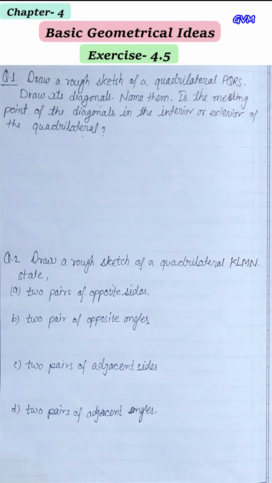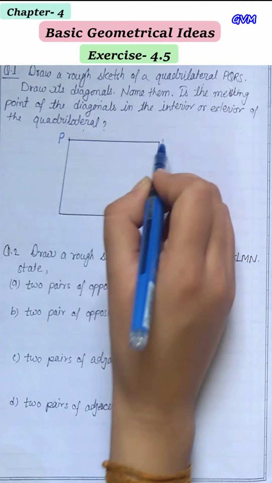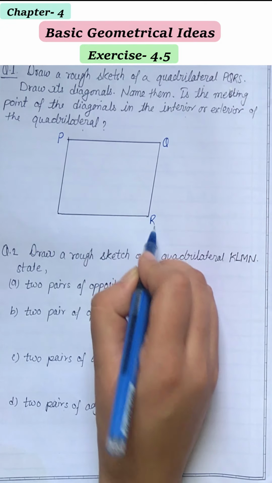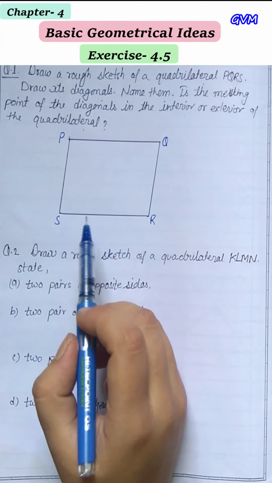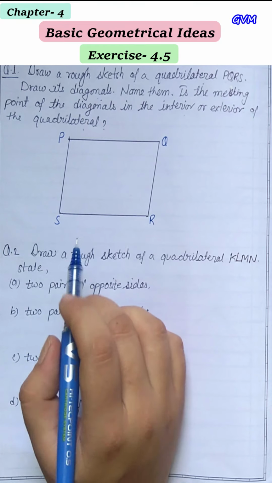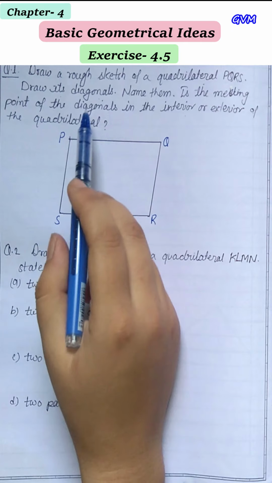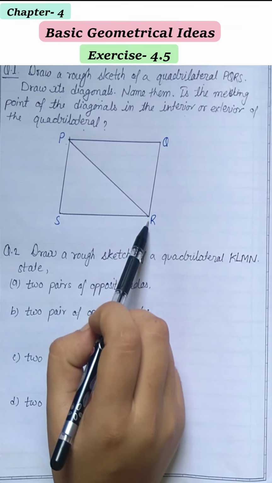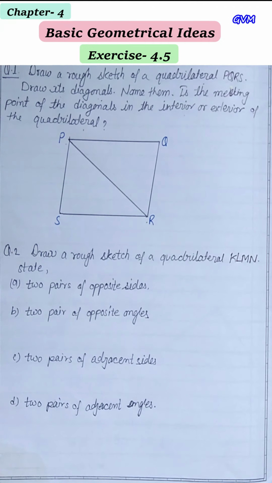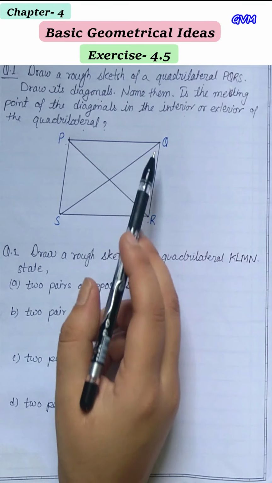Okay, so let's draw the quadrilateral PQRS. So this is a quadrilateral, let's name it PQRS. As we know, the name of the quadrilateral is always cyclic. Now let's draw the diagonals. This is the first diagonal that meets the opposite vertex, and this is the second diagonal that meets the opposite vertices Q and S.